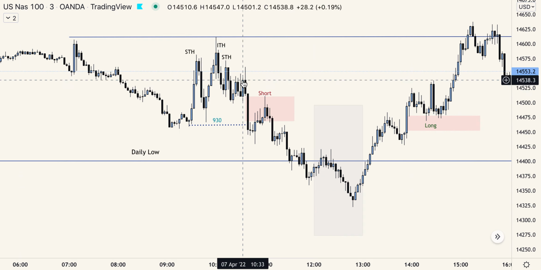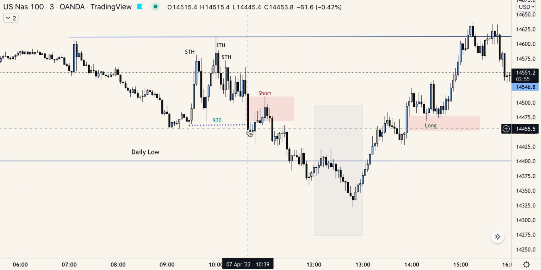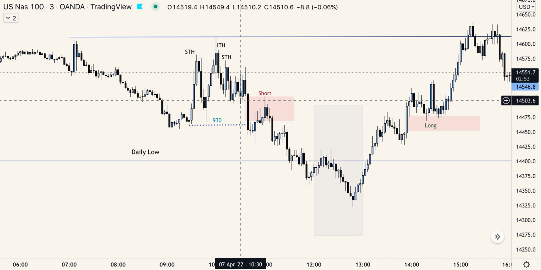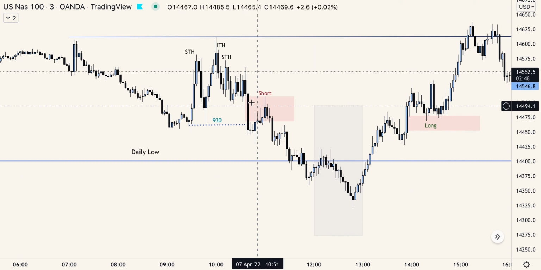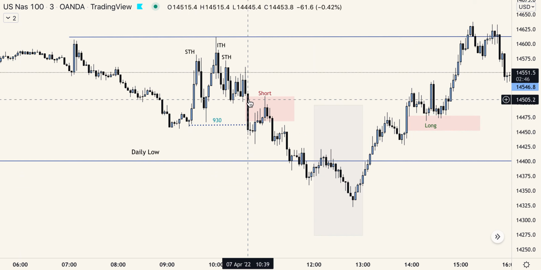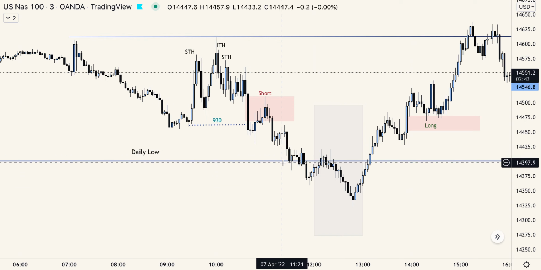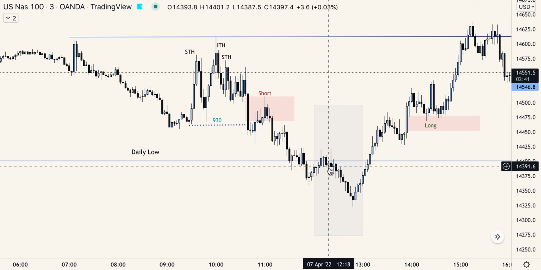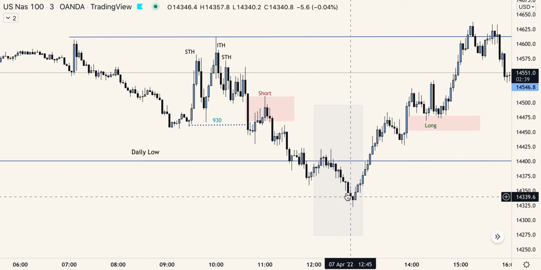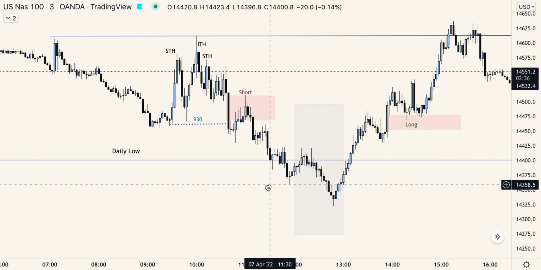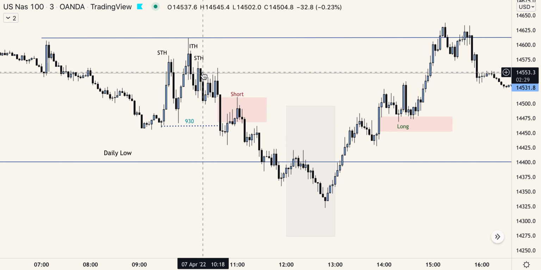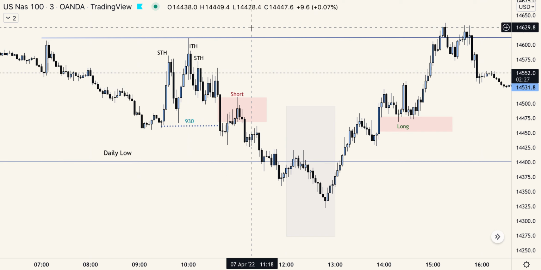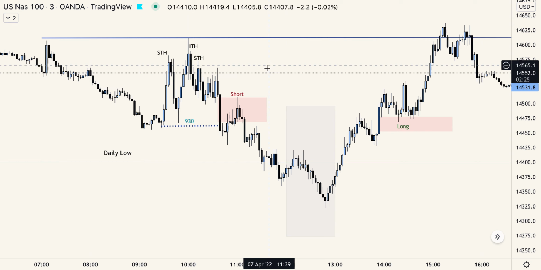And then you get the displacement, and a fair value gap is formed. Price trades into that and eventually down to the daily low and even a little bit further through it. At this point, the relative equal highs is formed, which frames the idea for a bullish target.